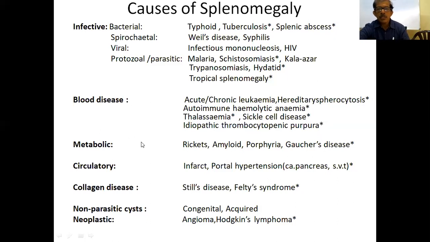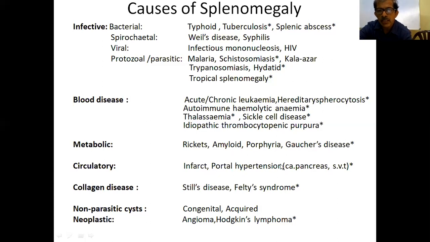Now coming to metabolic diseases: rickets, amyloid, porphyria, and Gaucher's disease, where there is accumulation of huge quantities. So here, Gaucher's disease is one of the indications for splenectomy. Then circulatory, of course, just now I told you about infarcts and portal hypertension. So whenever there is carcinoma of the pancreas or splenic vein thrombosis, they are indications for splenectomy.